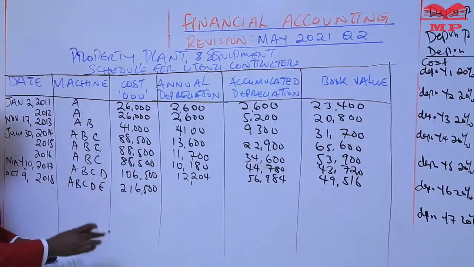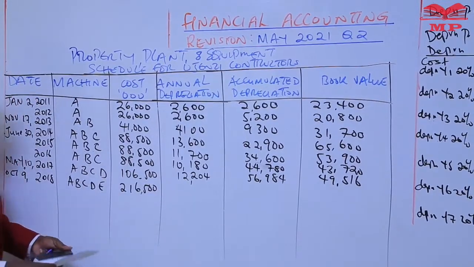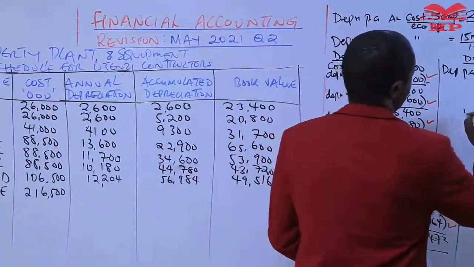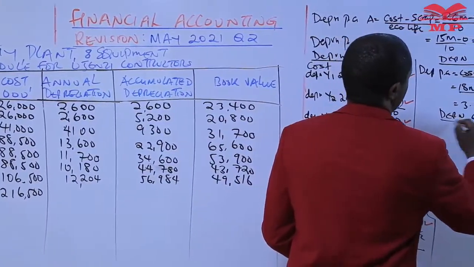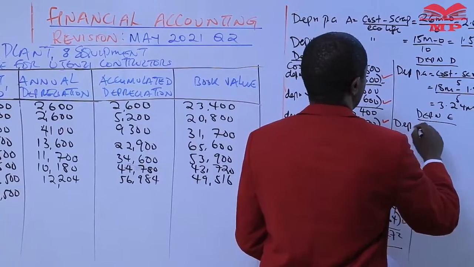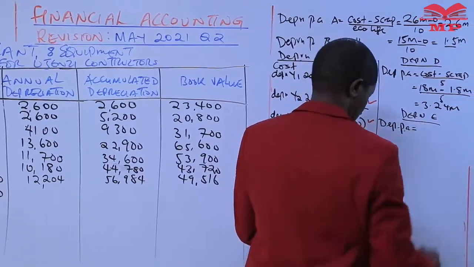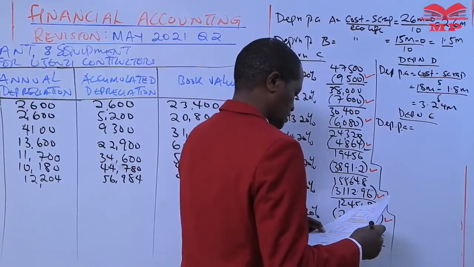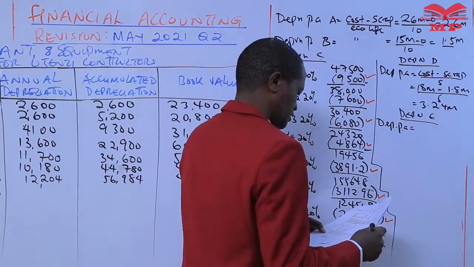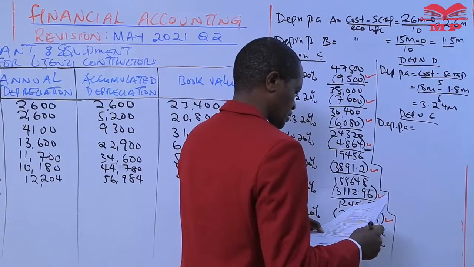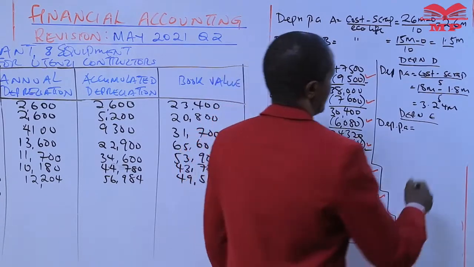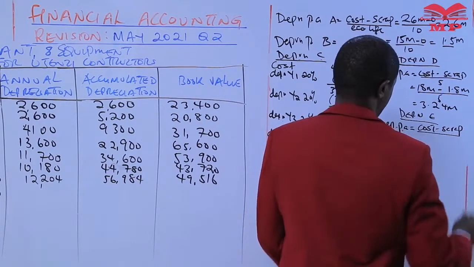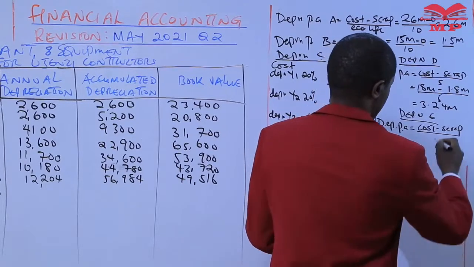So what will be the annual depreciation for machine E? That's what we need to calculate. Annual depreciation, machine E. We read that machine E is depreciated on a straight line basis over 5 years with scrap value equal to 10% of original cost. The formula is cost minus scrap value divided by the number of years, 5 years.